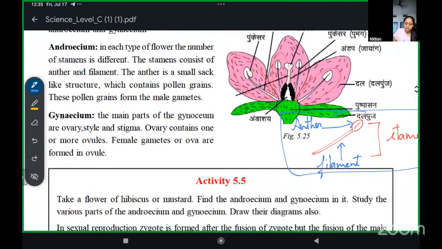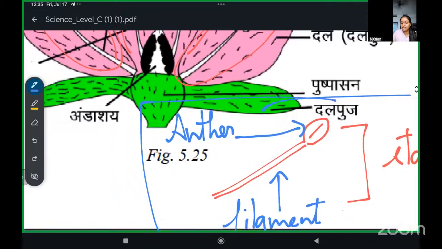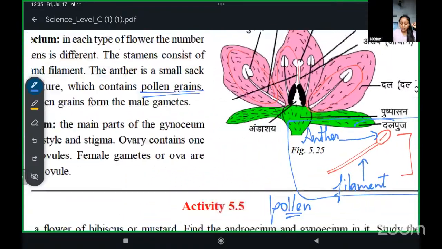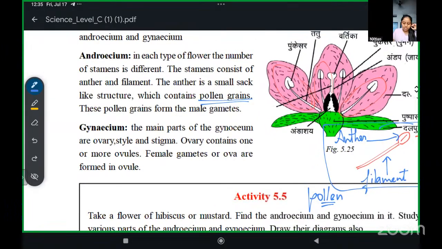Now, anther is a small sac-like structure which contains pollen grains. The male gametes in flowers are called pollen. So this anther is filled with small grains called pollen. These pollen grains form the male gametes.